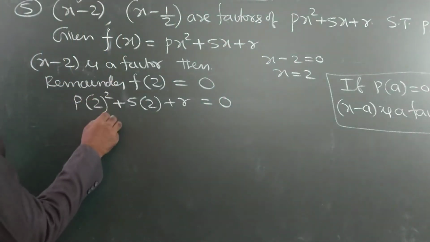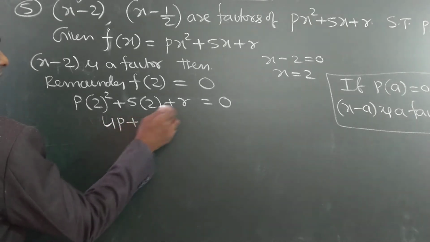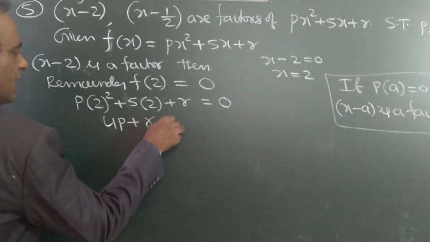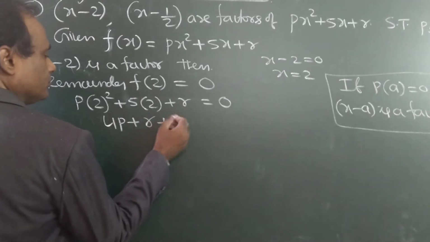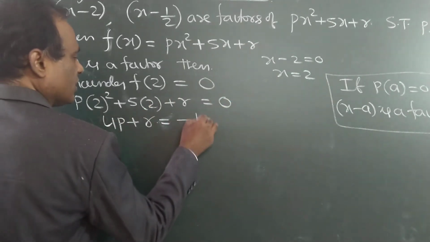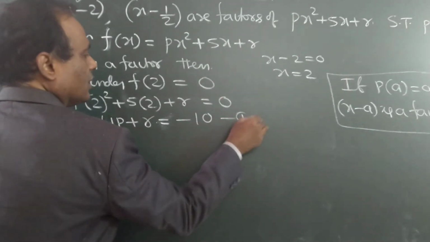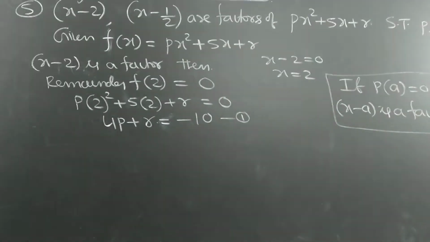See here, 2 square is 4, so 4p plus r plus 10. 5 twos are 10. Let us take 10 to that side, minus 10, because generally we keep variables on one side and constants on the other side. This is one equation, leave it.